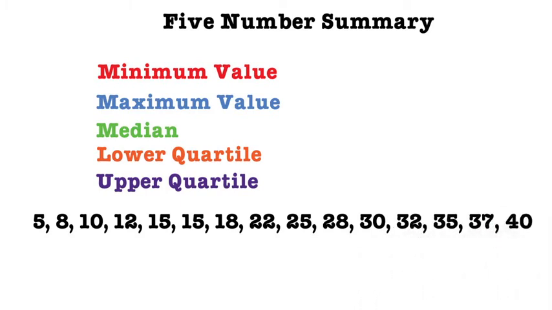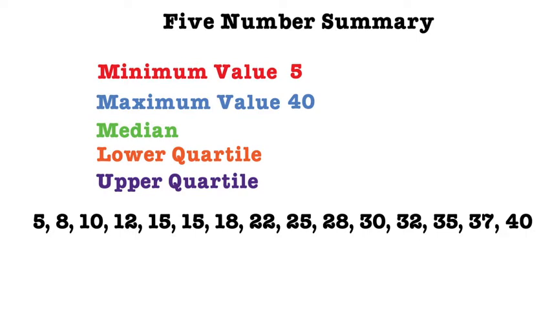35, 37, 40. Now we have to first find the 5-number summary, and the first thing we would need to do is to put our data in order from least to greatest if it's not already. Our data is already in order from least to greatest. Next, we can find the minimum and maximum values, which is probably the easiest to do because you simply just have to find the smallest and largest numbers of the data set. The minimum value for our data set is 5, and the maximum value is 40.